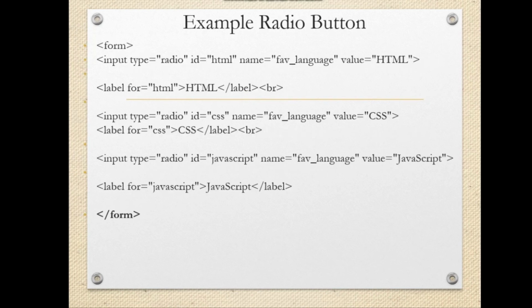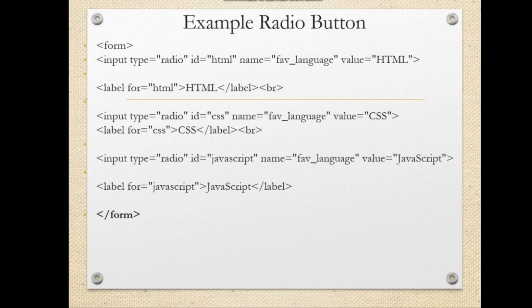Next one we have is the example of radio button. Again, this example we have to write under the form tag. Input type equal to radio, attribute is given like ID, name and value.